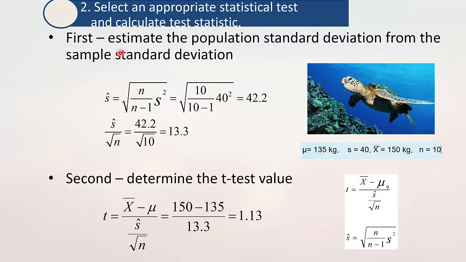Now, you can put the numbers into this equation. N equals 10, which is the sample size, and S is 40, which is the standard deviation of the sample. And then you get the result of 13.3 for the estimated population standard deviation. And finally, you can calculate the t, which is 150 minus 135 divided by 13.3, equal to 1.13.